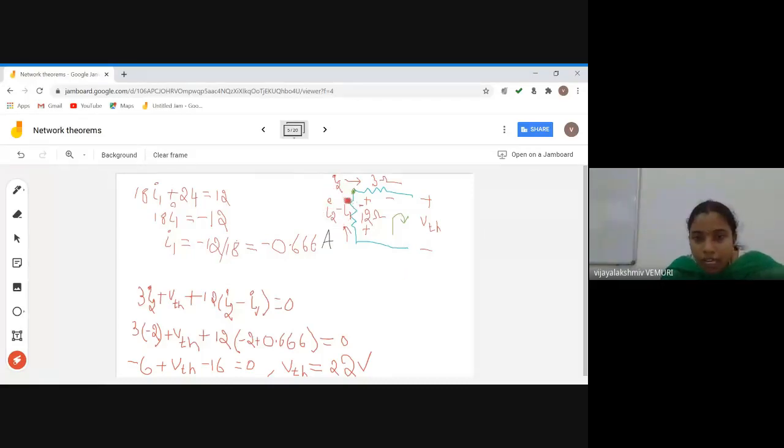Okay, now to find out VTH, you start from here. If you start from here, this is 3 into I2 plus VTH. Next, coming to here, plus 12 into I2 minus I1 is equal to 0. So now substitute I2 value here, also substitute I1 value here. Finally, I'll be getting VTH is equal to 22 volts. You just calculate and let me know.